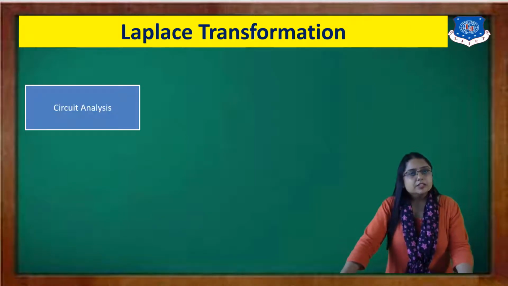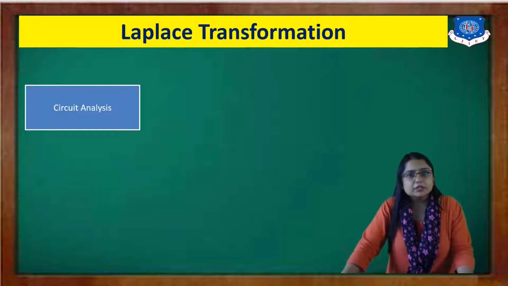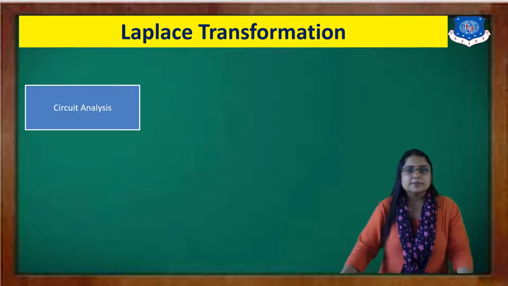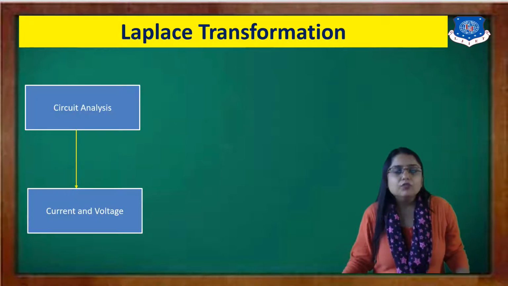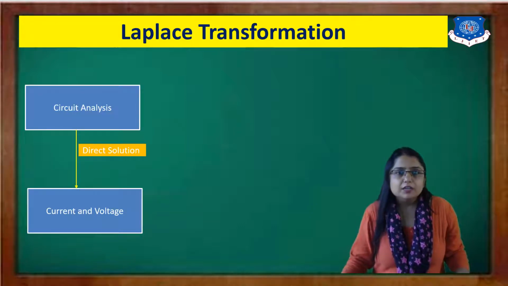Here, circuit analysis. That means one circuit is given to you and you have to find the current and voltage. But here it's not a resistive circuit; the circuit contains an inductor, capacitor as well as resistor. Then one thing is, you can directly find the value of voltage and current. That is a direct solution.